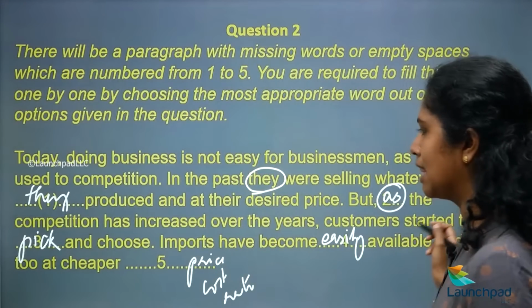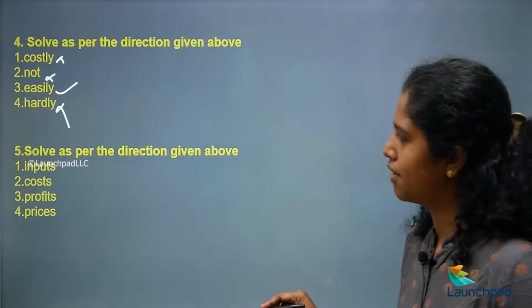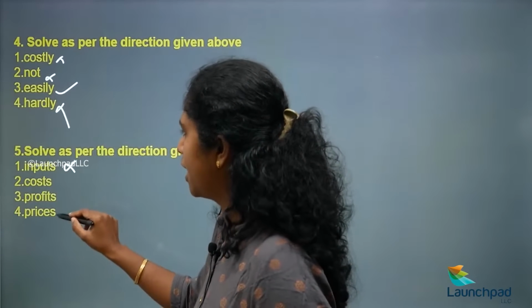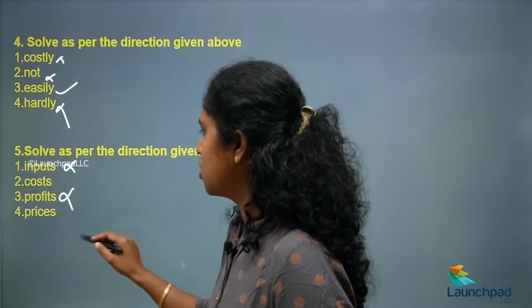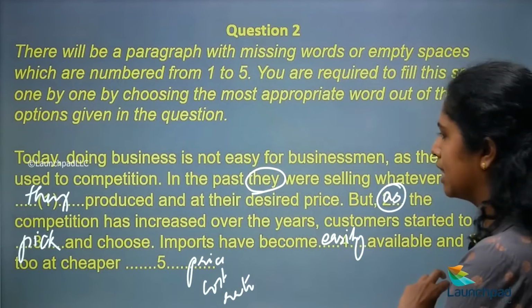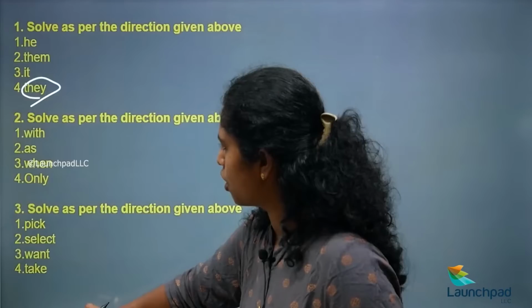Easily available, and that too at cheaper prices, cost, rates. So what is the option that we have? Prices, cost. So inputs will not be the right option, profits will not be the right. So you have prices and costs. So which will be the right option? And that too at cheaper prices or costs.